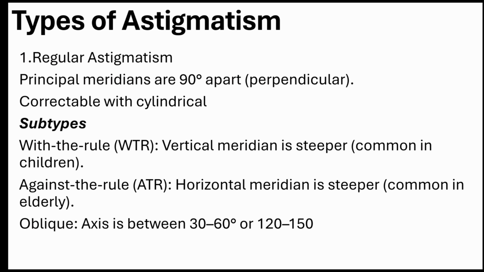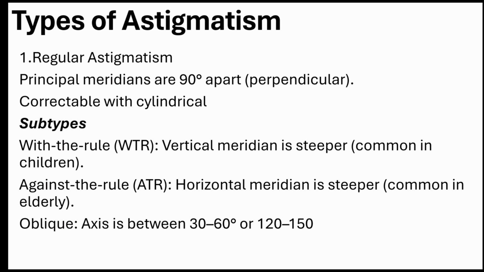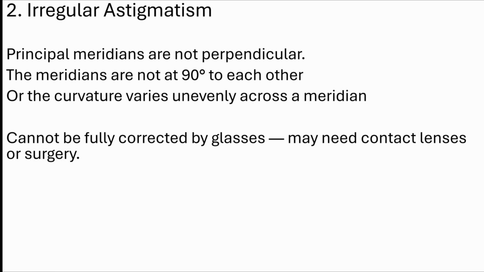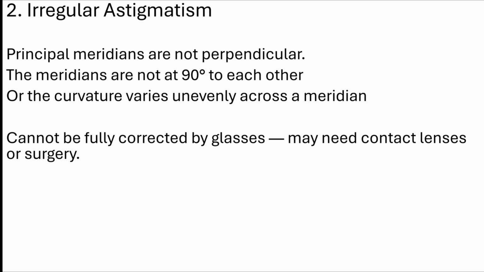Here the types of astigmatism based on axis. First one is regular astigmatism. The principal meridians are 90 degrees apart, perpendicular, and it is corrected with a cylindrical lens. The subtypes of regular astigmatism are with the rule, against the rule and oblique. In with the rule, the vertical meridian is steeper, and in against the rule, the horizontal meridian is steeper. In oblique, the axis is between 30 to 60 degrees. In irregular astigmatism, the principal meridians are not perpendicular. It cannot be fully corrected by glasses. It may need contact lenses or surgery.